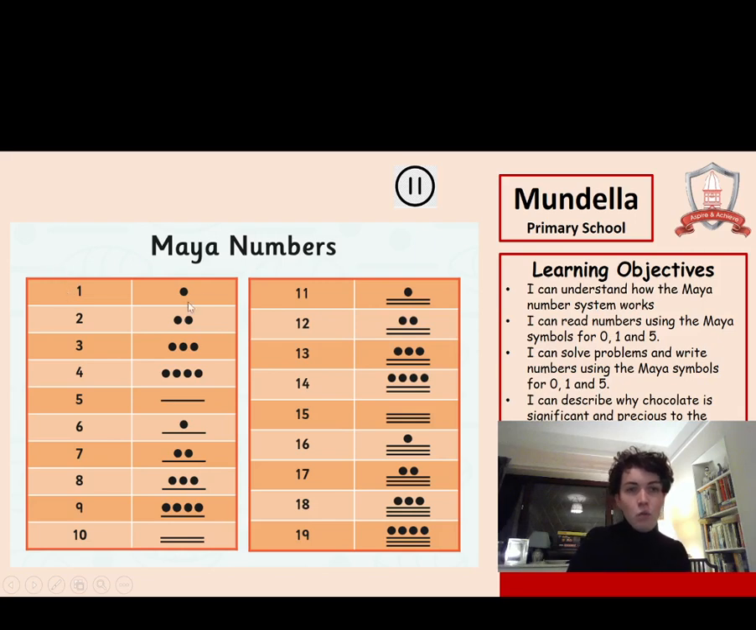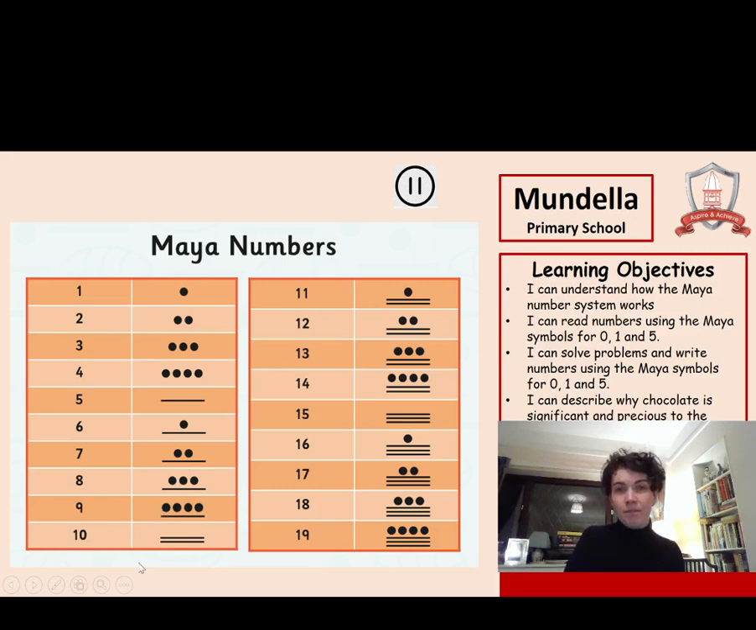As we can see, 1 is just 1 dot, 2, 2 dots, 3, 3 dots, 4, 4 dots. Now this is where it becomes a little bit more complicated. A 5 is represented by a horizontal bar, as you can see here. Now, as we move to 6, it's the horizontal bar plus the dot over the top. 7, the bar plus 2 dots, which looks a little bit like a little frog smiling. 8, 3 dots and a bar. 9 is 4 dots above a bar.